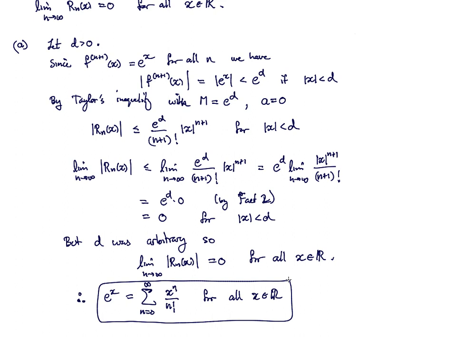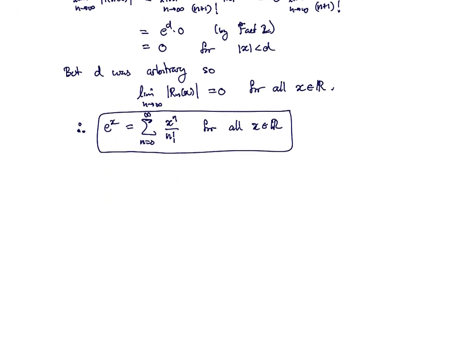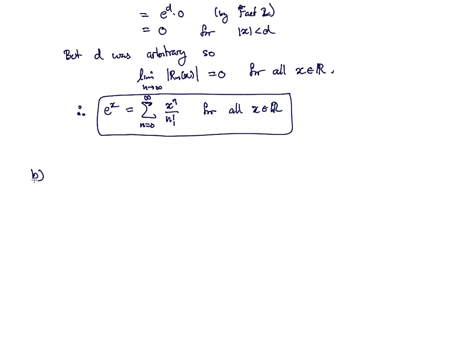We're going to do the same thing now with the cosine function. We're going to show that for the cosine function, this remainder, the nth remainder, is going to go to 0. So again, we'll let d be any arbitrary number bigger than 0.